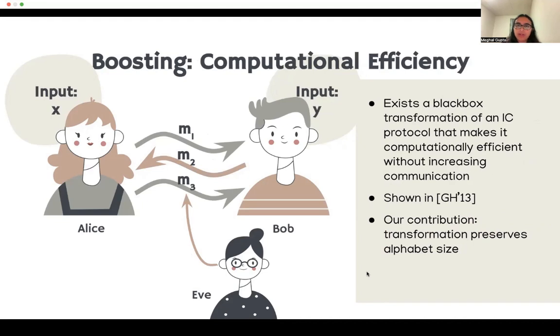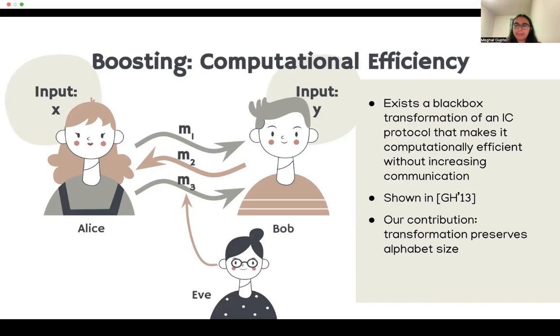The final step of our protocol is computational efficiency. As I described earlier, the protocol so far is actually going to be very inefficient. Largely, this is because it is not known how to construct tree codes in an efficient way. So there's a really nice property here, which is that there's a black box transformation of any IC protocol that makes it go from computationally inefficient to computationally efficient without increasing its communication complexity and while preserving its error resilience. It was shown that you can do this in Ghaffari Haeupler in 2013.